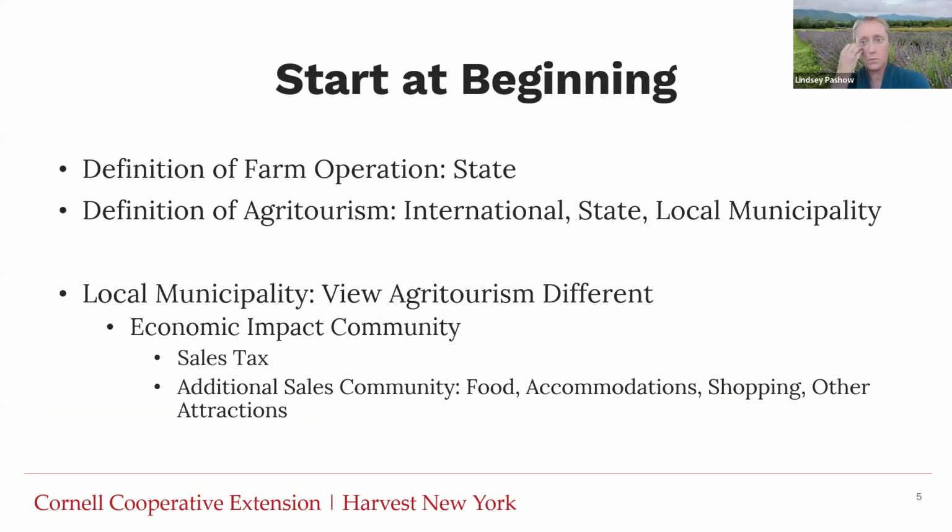The other thing that's really important is, say you do have issues with your local municipality, or, as I'll talk about a little at the end, with working with your neighbors, it's important to look at what you're doing as a farm operation. Ultimately, when we think about agritourism, it all starts with farming. So it's important to fall under the definition of what a farm is in your state. I'm going to touch on the definition in the state.